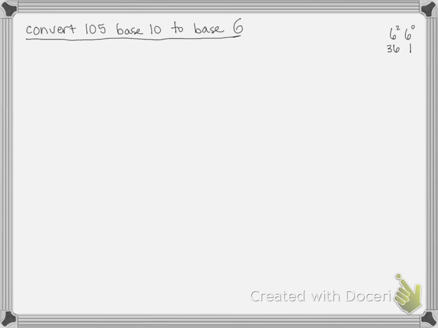6 to the 1 is 6. And 6 squared is 36. And honestly, that's as far as we need to go because 6 cubed was 216, which we found the other day, and that's too big. So we're going to start with 105 in the middle, and we have to see how many times 6 squared goes in.